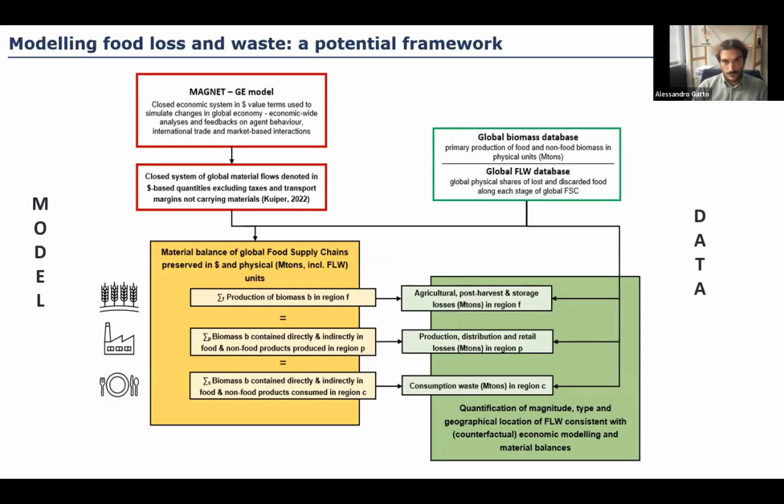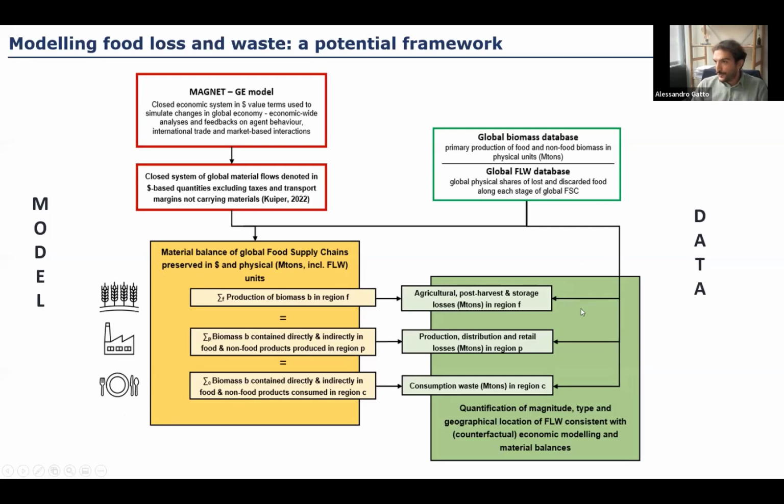Then comes the part where we actually merge the tracing of food loss, the tracing of physical quantities, with our food loss and waste framework. So here on the left, you see the modeling framework with the 3 stages, as I showed you before: the primary production, the intermediate production, intermediate consumption, and the final consumption in physical units.